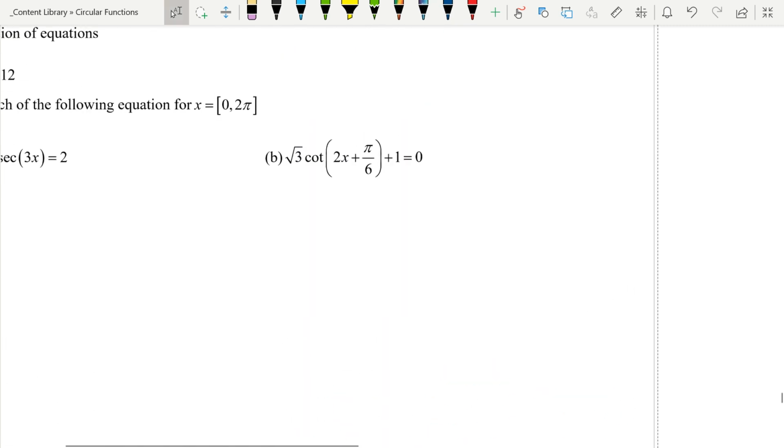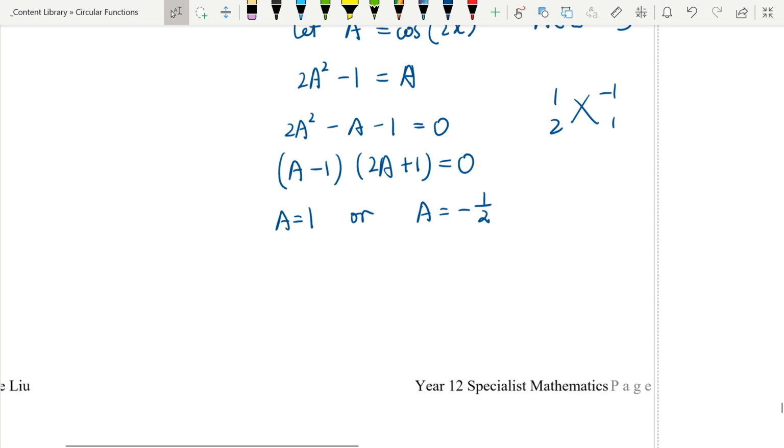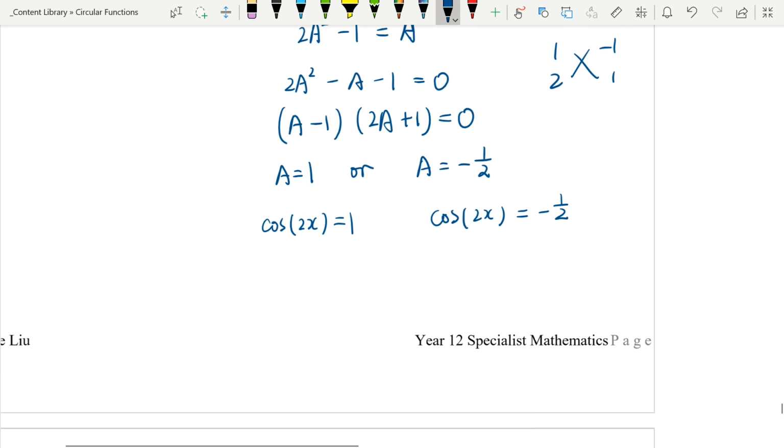I want to solve in between 0 to 2 pi. I'm not sure which method you used last year to solve circular functions. I'll have cosine 2x equals 1 and cosine 2x equals negative a half. So cosine what equals 1? If it's 1 or negative 1, that's the highest and lowest value in one cycle. So there's only one value that gives you the maximum or minimum in one cycle, so you don't need to give two base angles. Cosine what equals 1? 0. So 2x equals 0, so x equals 0.